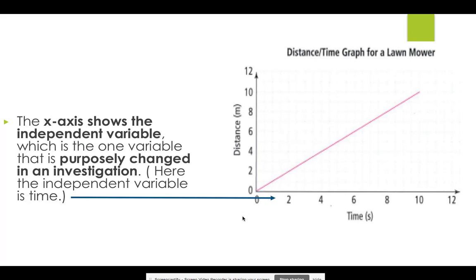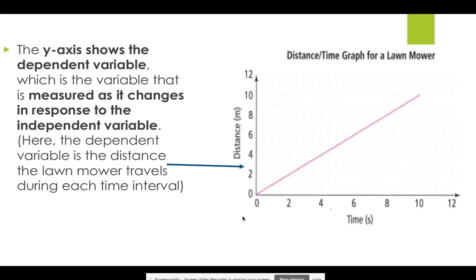Now the x-axis shows the independent variable, which is the variable that is purposely changed in an investigation. So in our case here, the independent variable is time. So this one doesn't really get altered based on what is going on. That is why it's called independent. It's independent of the situation.